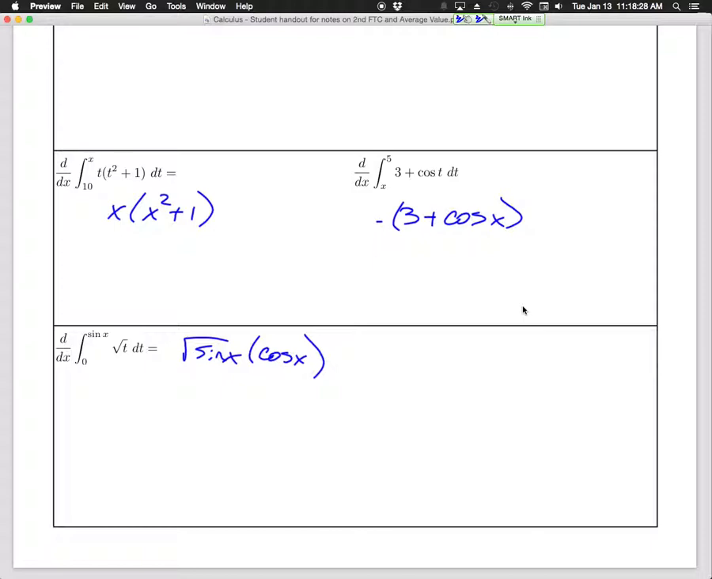Now, this will show up on the AP test. Notice all three of these, I could actually integrate and then come back and take the derivative. But on the AP test, they'll put something in here that you can't integrate, so they're going to force you to know this rule. All I have to do is plug in and multiply by the derivative. So that's the second fundamental theorem of calculus. Pretty easy, isn't it? When I'm taking the derivative of an integral, I just plug in and multiply by the derivative.